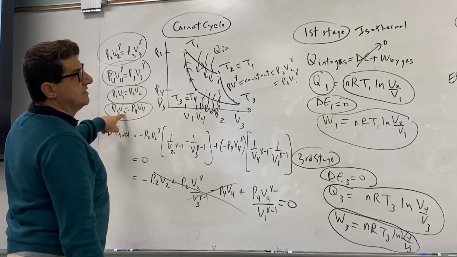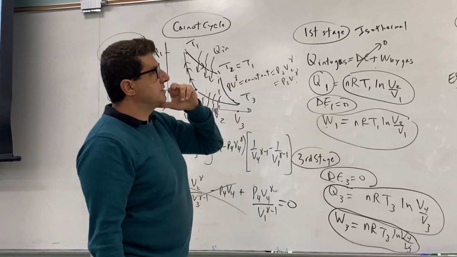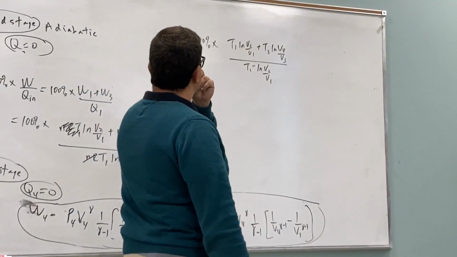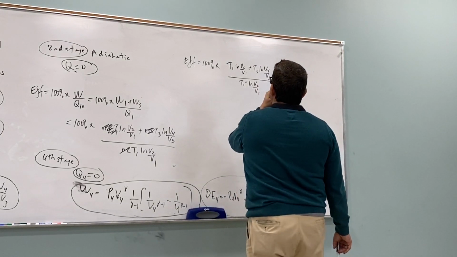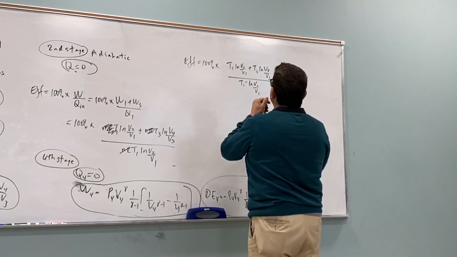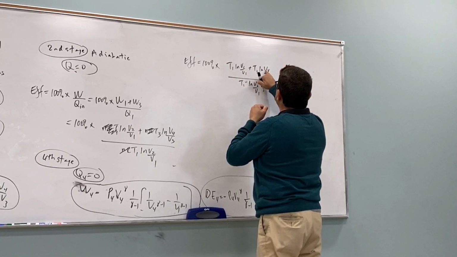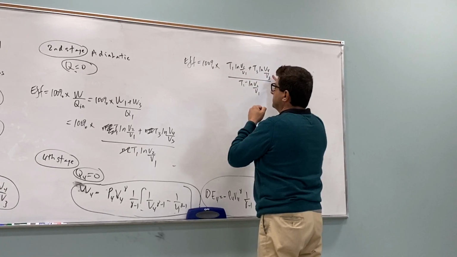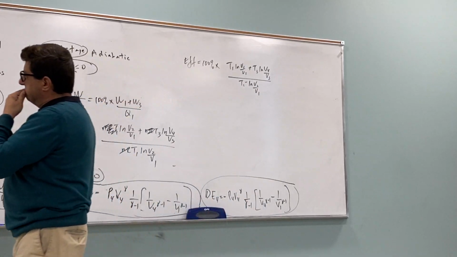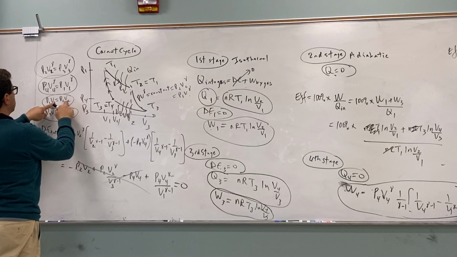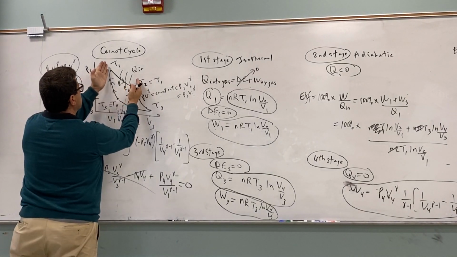I believe the ratio of V2 to V1 is going to be the same as the ratio of V4 to V3. It's not a simple proof, huh? The ratio of this to this is the same as the ratio of that to that. Graphically, it does look like that.